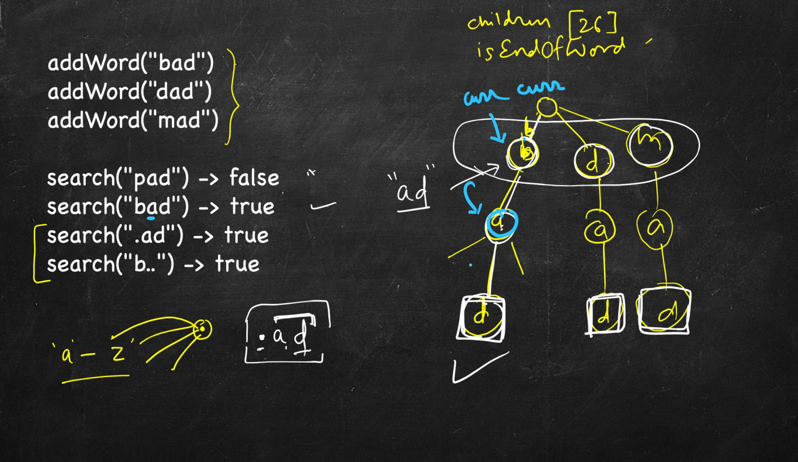So we are moving the current only until either current becomes null or we have searched for all the letters. And if we have searched for all the letters, then we just need to check whether current dot is end of word is true or not. So the exact same concept was used in trie, only difference is that here we will look for all the children instead of just picking one path. So let's write a pseudo code here.